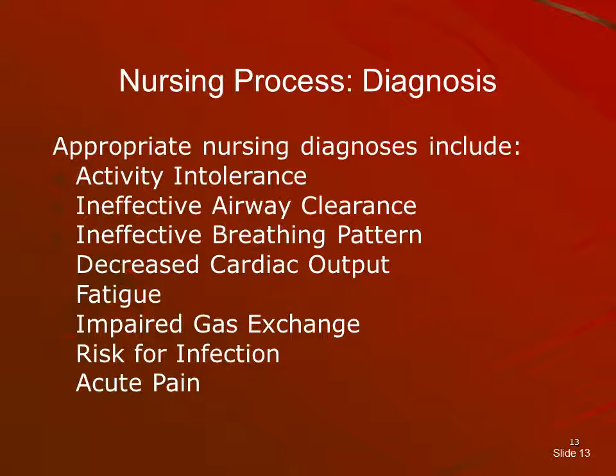We're now moving on to the second part of the nursing process, diagnosis. Some nursing diagnoses that would be appropriate for a patient with cardiopulmonary issues would include activity intolerance, ineffective airway clearance, ineffective breathing pattern, decreased cardiac output, fatigue, impaired gas exchange, risk for infection, and acute pain. Patients with impaired oxygenation require nursing care plans that are patient-centered, and we need to direct them to meet their actual or potential oxygenation needs.